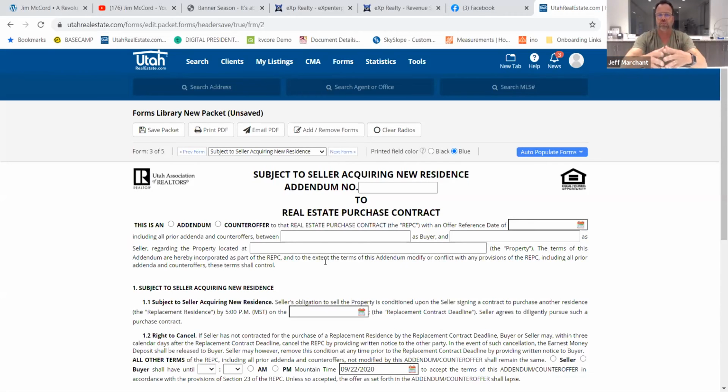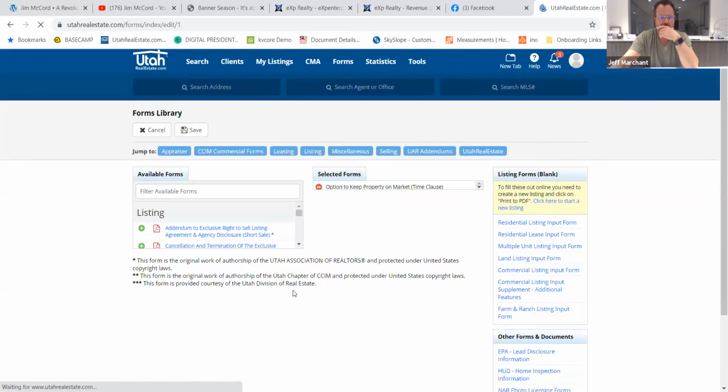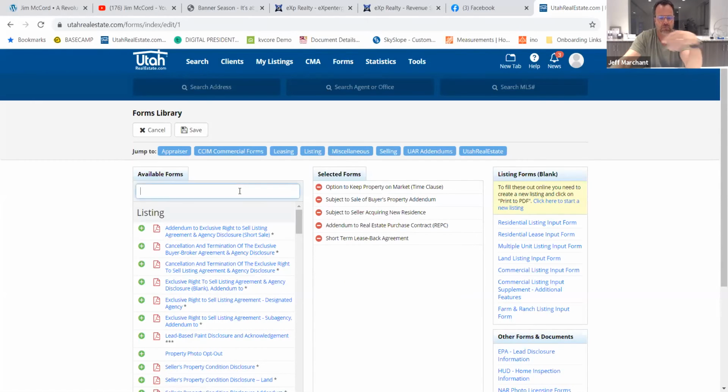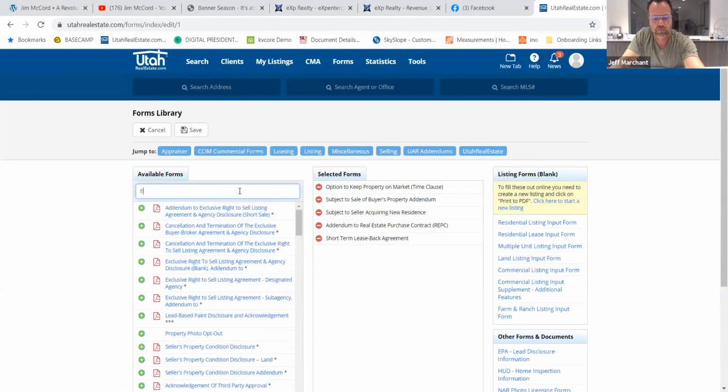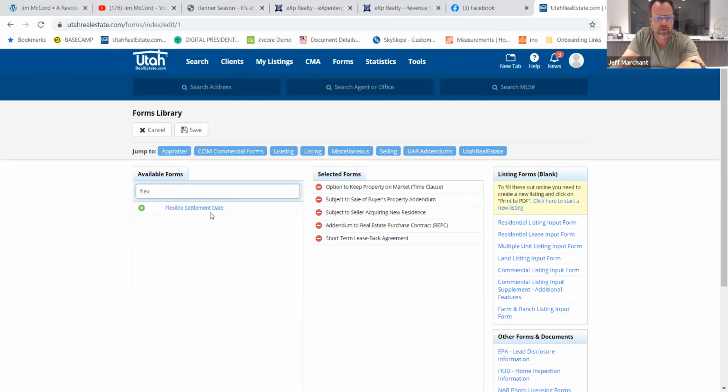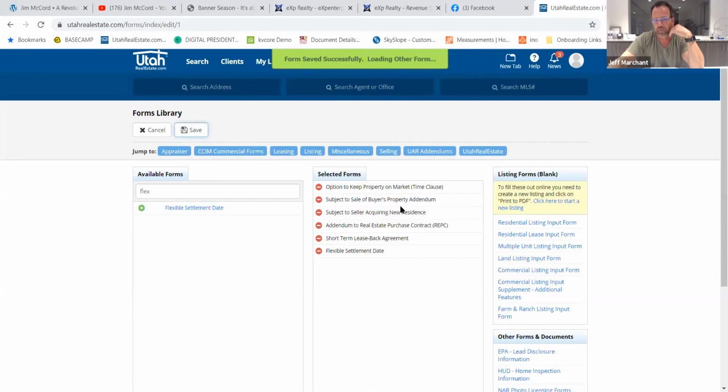There's another form that's a good solution. There's 2 of them that I use in this situation, one when I'm the seller, one when I'm the buyer. There's another addendum in here called the flexible settlement date addendum. We're not going to have time to go over all of these, obviously. It's already 10 to 8. So save this form again. We're creating a packet right here.